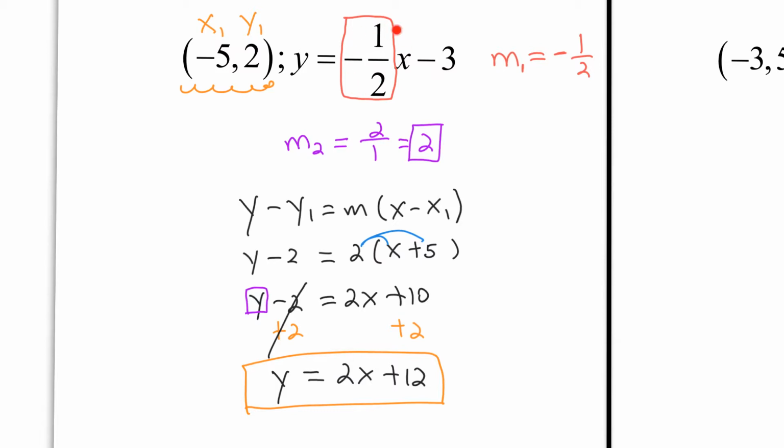Notice the slopes. This line has a -1/2. This line has a +2. They are opposite reciprocals of each other. And if you multiply the two slopes, you will get -1 as the answer. So let's try the next one.